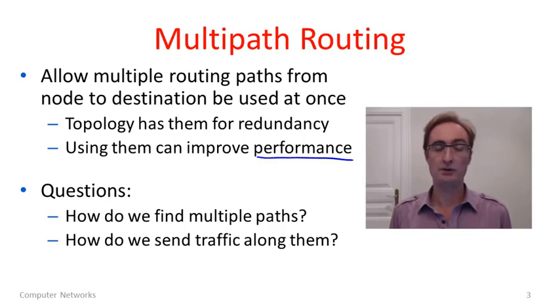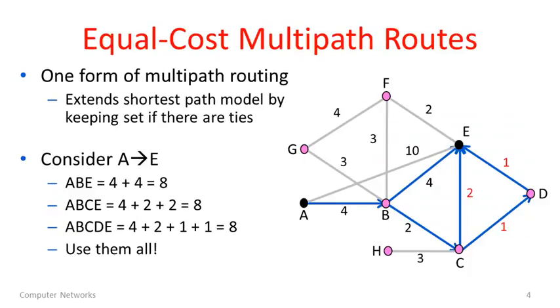What we're going to look at now is really a simple extension to our framework so far to incorporate multiple paths. It's fairly straightforward. There are really two questions we need to answer. How do we find these multiple paths, as opposed to finding a single path like we did before? And when we have them, how do we use them for forwarding? So the first question is about routing, the second question is about forwarding. Given that we have multiple paths, how do we use them at the same time to send traffic? Let's go through these questions in the context of equal cost multipath routing.